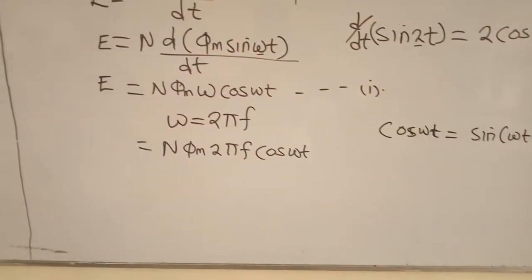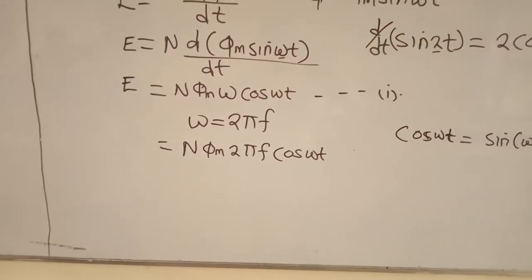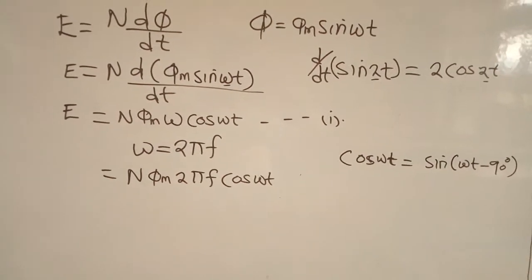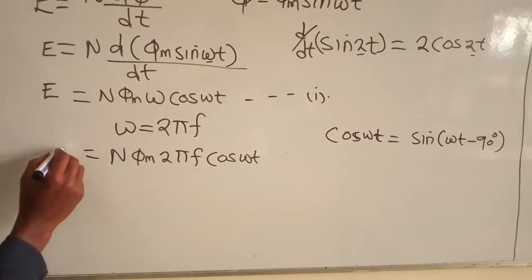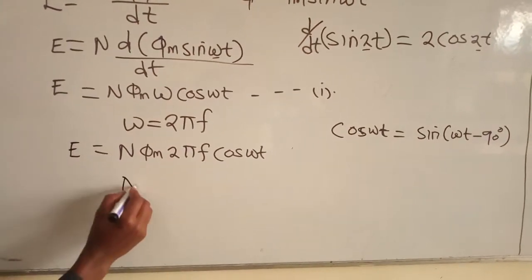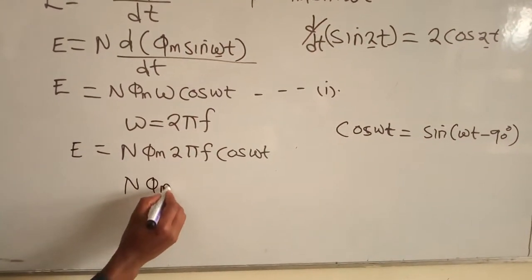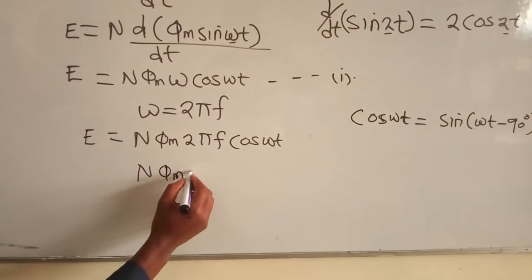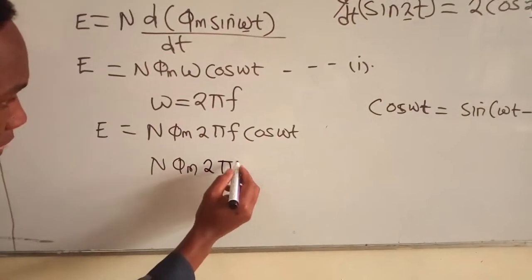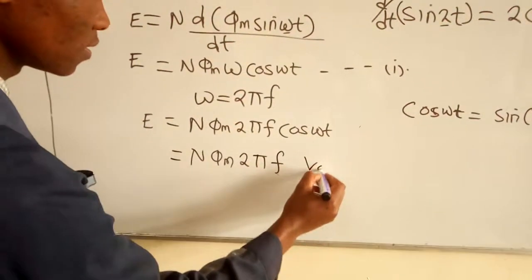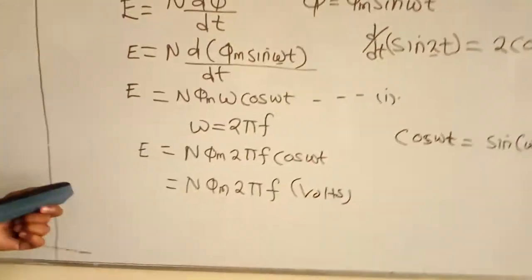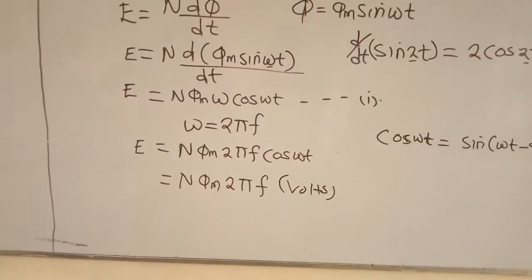But we can see here the voltage is lagging. So therefore, we can say the maximum EMF generated is given by N phi m 2 pi f volts. But we want the voltage in RMS.